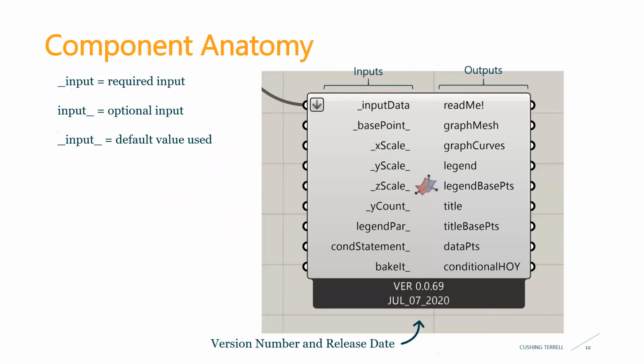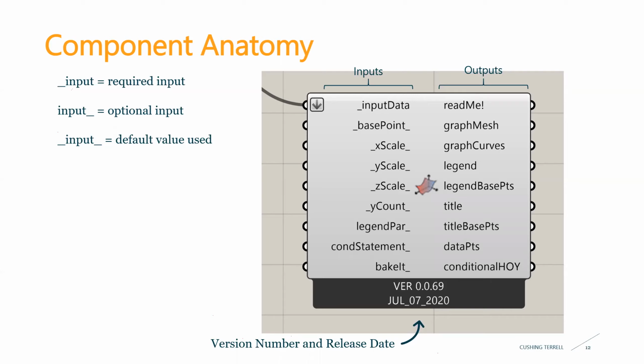So Ladybug and Honeybee, Ladybug Tools, their component anatomy. You have your inputs on the left-hand side, your outputs on the right-hand side. Code happens in the black box. There's a version number and release date. So this is the most up-to-date version, and this is from the Ladybug, now becoming the Ladybug Legacy plugin. There should be a new release of Ladybug and Honeybee later this year. But for the inputs, you'll notice that they have dashes before and after them.